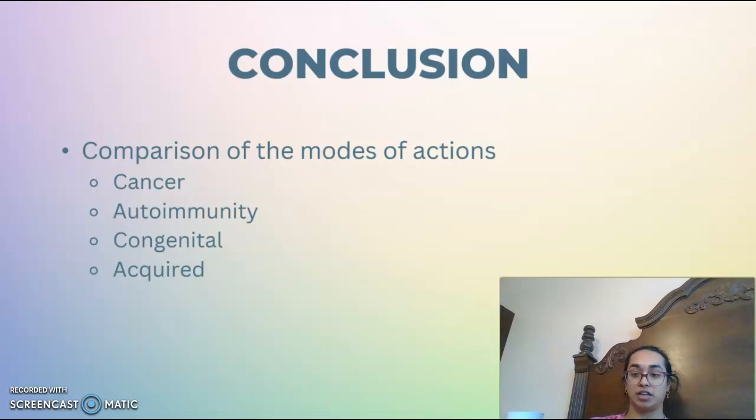And so in conclusion, depending on the type of the disease, the modes of action and their key characteristics will all be different. For instance, for cancer, the mode of action is through abnormal cells replicating rapidly. For autoimmunity, the mode of action would be a specific antigenic stimulus. Next, for congenital diseases, it would be from birth.